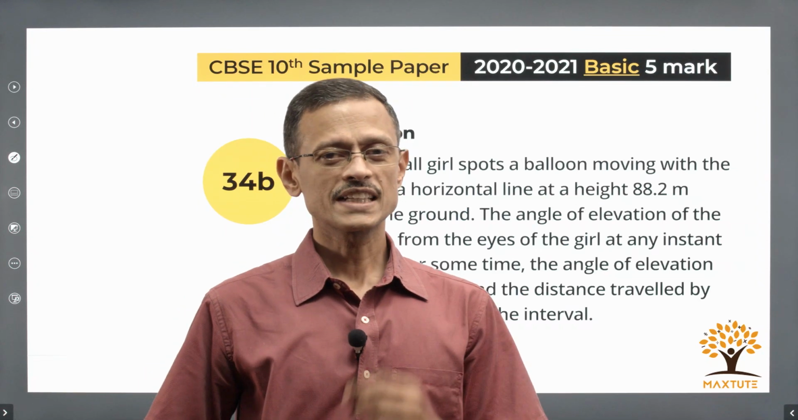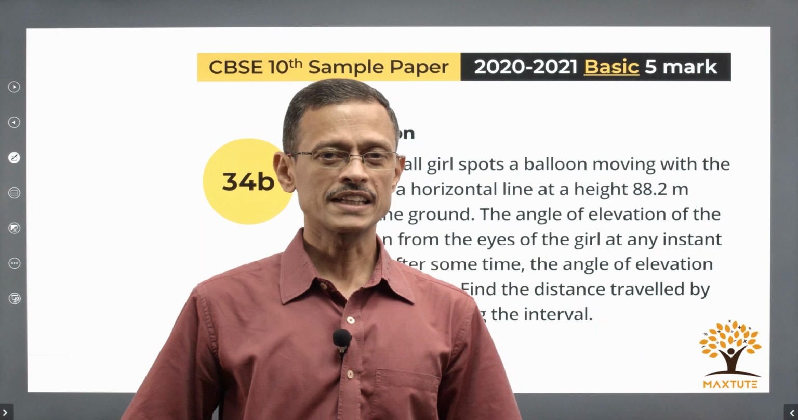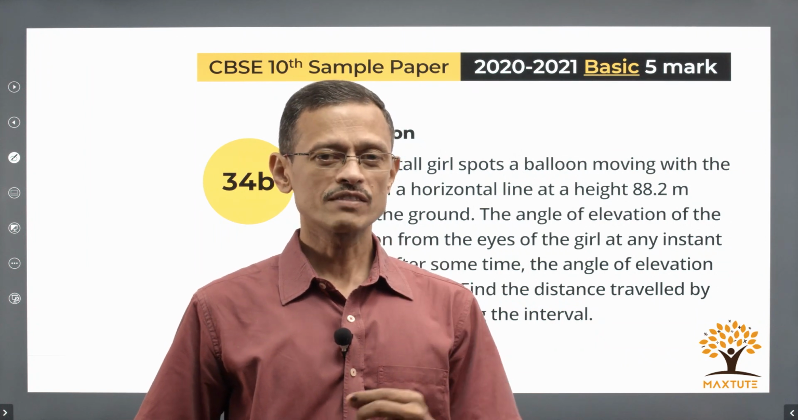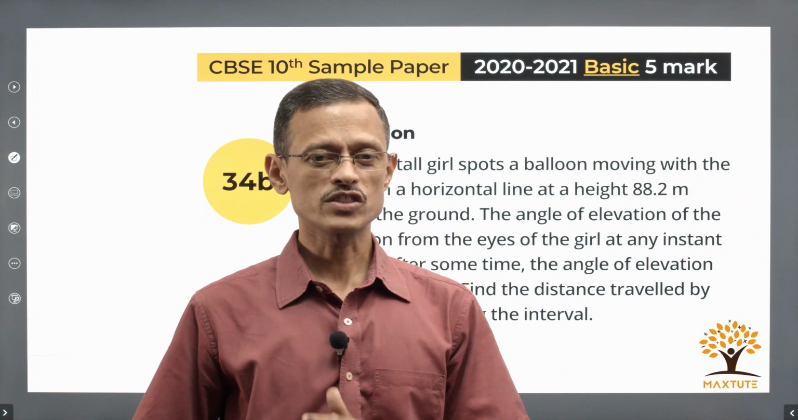Hi everyone, CBSE Class 10 Math video solution to the sample paper given by the board for the board examination to be conducted in 2021. This is a basic version of the paper. We are looking at a 5-mark question. This question is from the chapter Applications of Trigonometry.